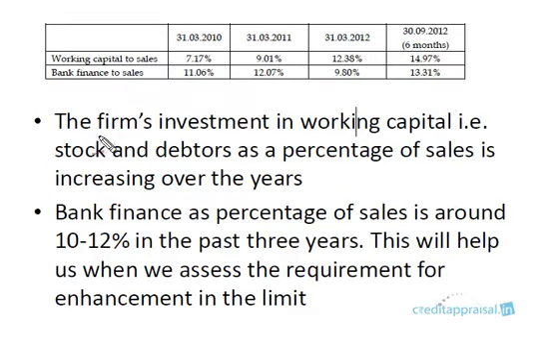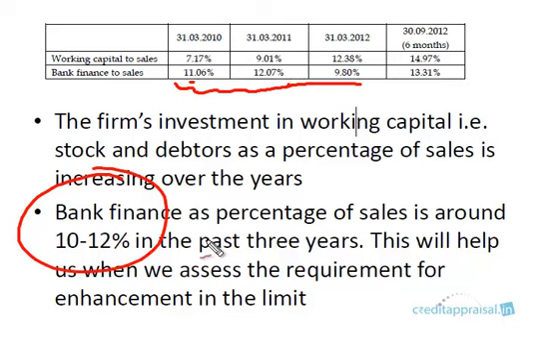One more ratio we have discussed is the working capital to sales ratio and bank finance to sales. Working capital to sales is like, for every 1 rupee increase in sales, what is the additional working capital required for this company? So bank finance to sales, if you see, it's around 10 to 12% for the last 3 years. This is 10%, this is 11%, 12%. So the company is able to manage with a working capital of 10 to 12% of sales. So this will be a very good guide for us for enhancement.